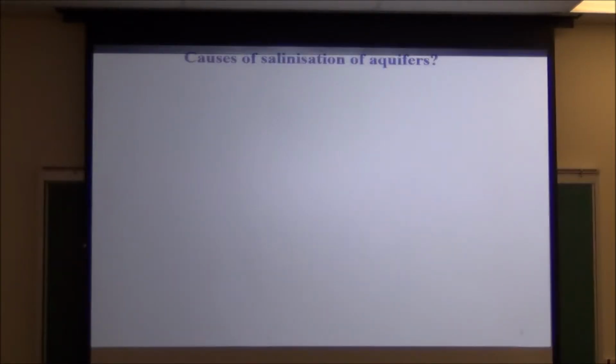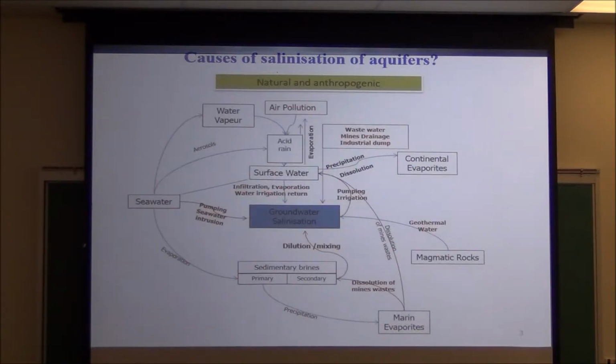What are the causes of the salinization of aquifers? Of course, we have natural and anthropogenic causes. Among these causes, we have seawater intrusion, the dissolution of minerals through water-rock interaction, and ion exchange. Also, wastewater, mine drainage, and industrial plants contribute to the salinization of aquifers. Also, acid rain through the surface water can contribute to the groundwater salinization increase. Some geothermal water and some mine waste.